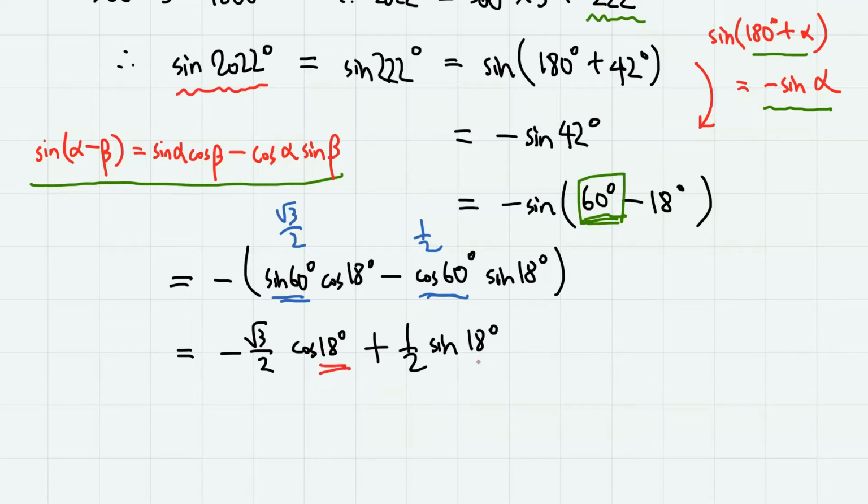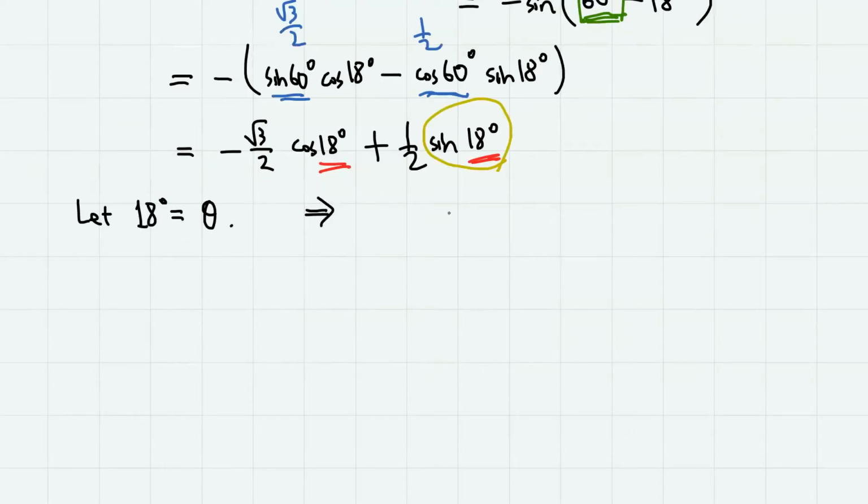So now we are left with this angle of 18 degrees, and calculating the exact value of sine 18 degrees is already very well known. There are many methods to calculate sine 18 degrees, including the geometric method. But since that is not our main focus here, I will just show you one method of calculating sine 18 degrees. So first, let's say that this 18 degrees equals theta. Then notice that 5 theta equals 90 degrees.